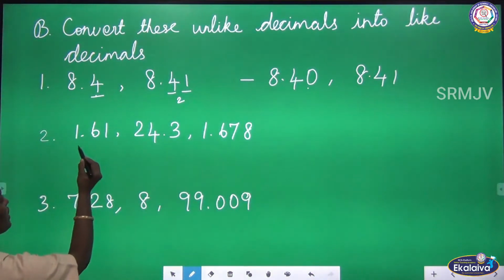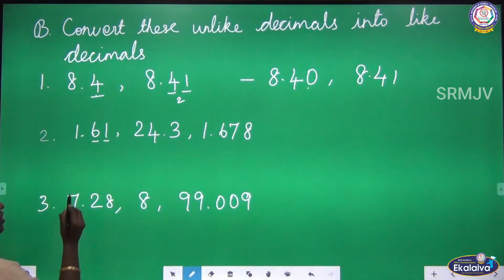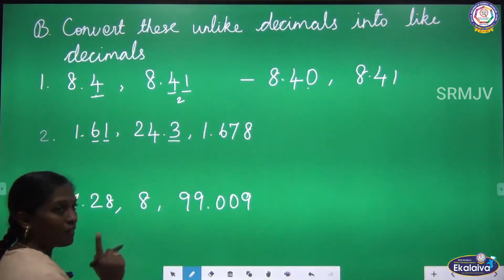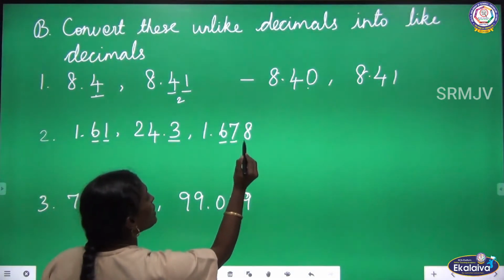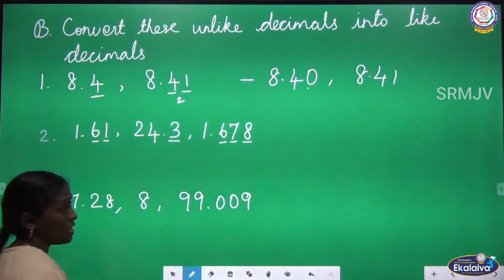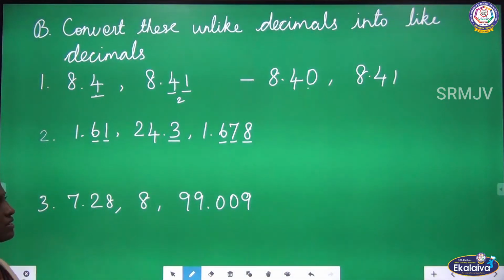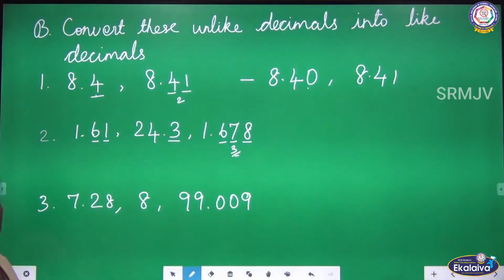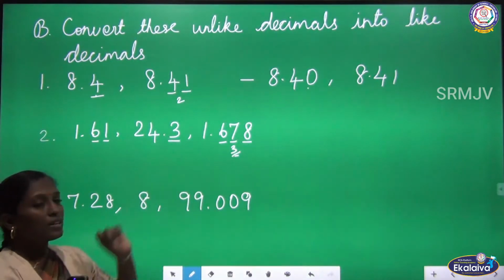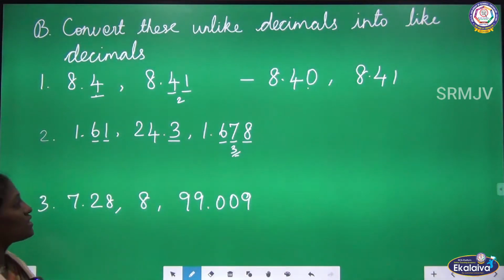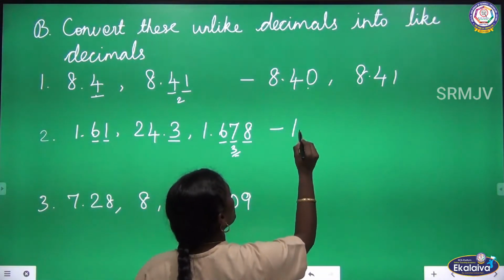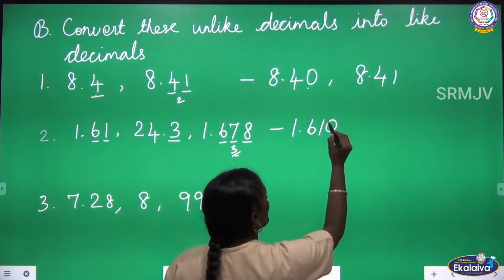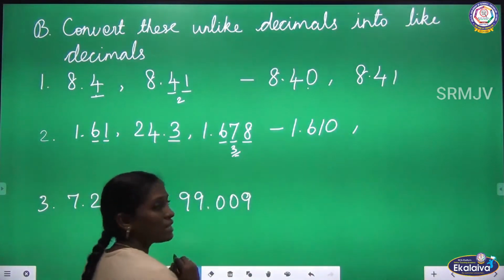Okay, see the next one. 1.61, here two decimal places, here 24.3, only one decimal place, here 1.678, three decimal places are there. So the maximum number is 3. So we have to convert the first two decimals with three decimal places. In the first decimal number, we are having two decimal places. We need one more. For that we have to add a 0. Now we got three decimal places.